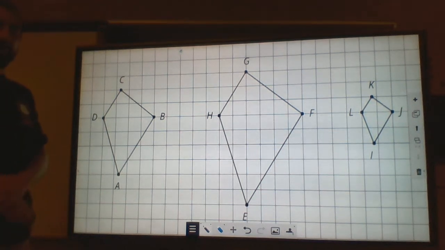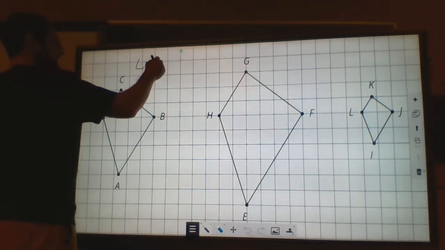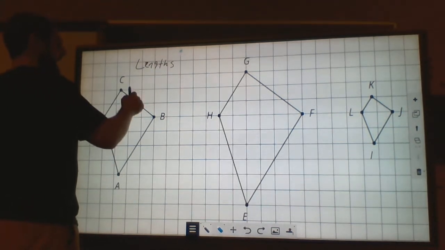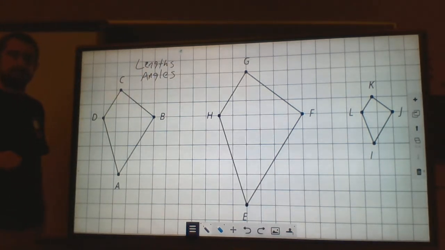Let's talk nuts and bolts about what makes a scaled copy a scaled copy. Now, if we're looking at any shape, we can pretty much think of two ways to measure it. We can think of lengths, and we can think of angles. Lengths and angles. And that's about it.